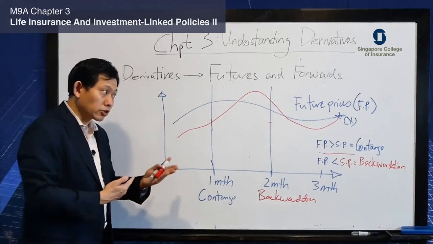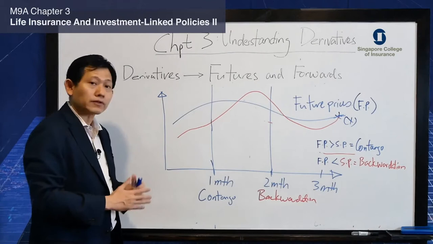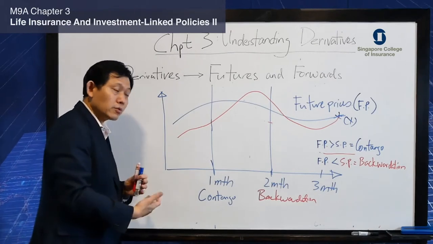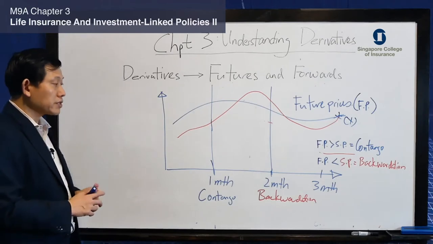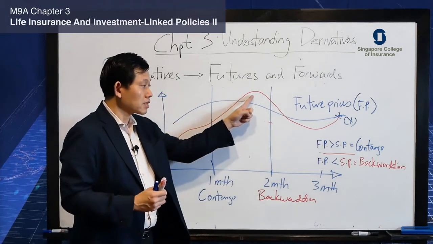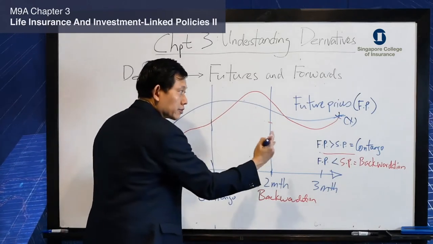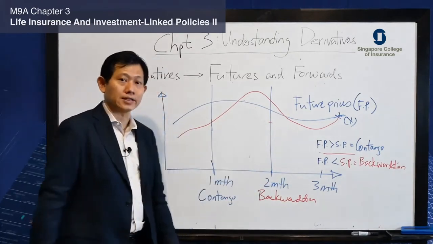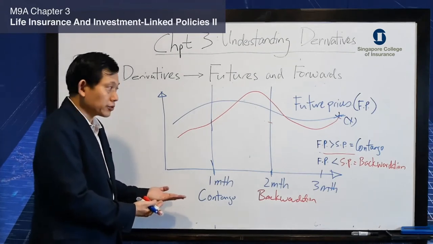Alright, just now we talked about the contango situation, but because of the world economic situation, or general market risk situation, there could be a situation in which your spot price is actually higher than your future price before the contract reaches point X, which is the exercise date. It's highly possible because the pricing of the underlying asset is free.